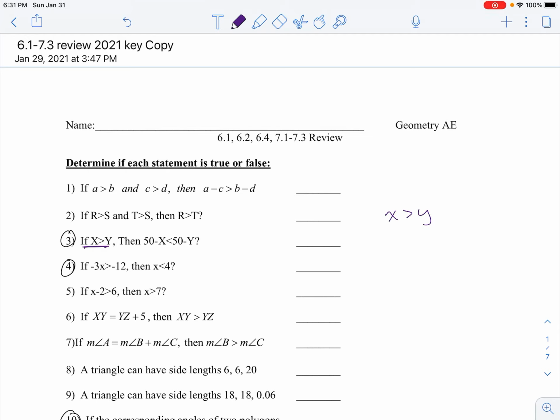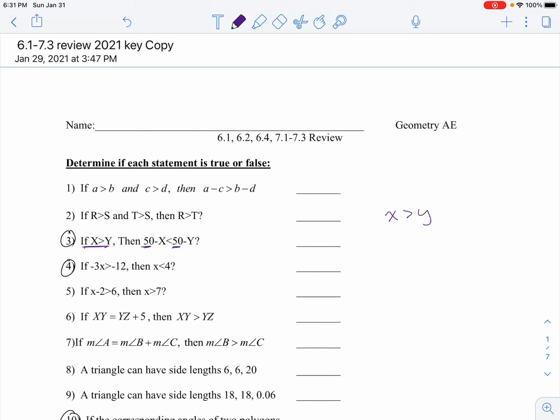I can do a whole bunch of stuff to this equation. It looks like here they added 50 to both sides, so that's fine. I can add 50 to any inequality, and my inequality direction stays the same. Oh, but wait, actually, I need to go back a step because they didn't add 50 right away. They did a couple things here.